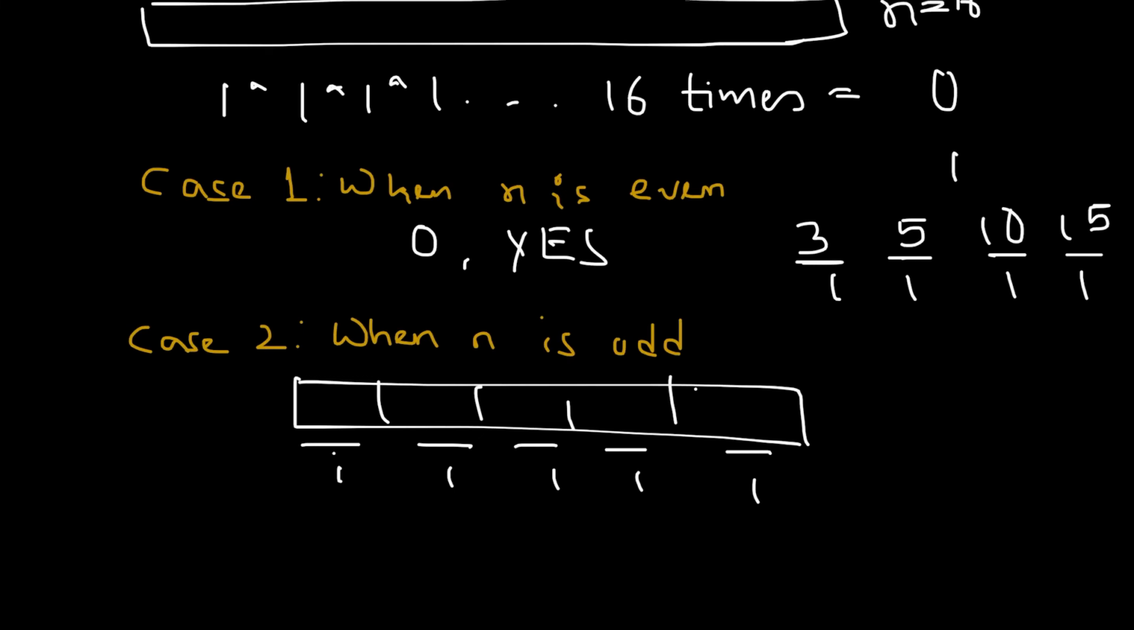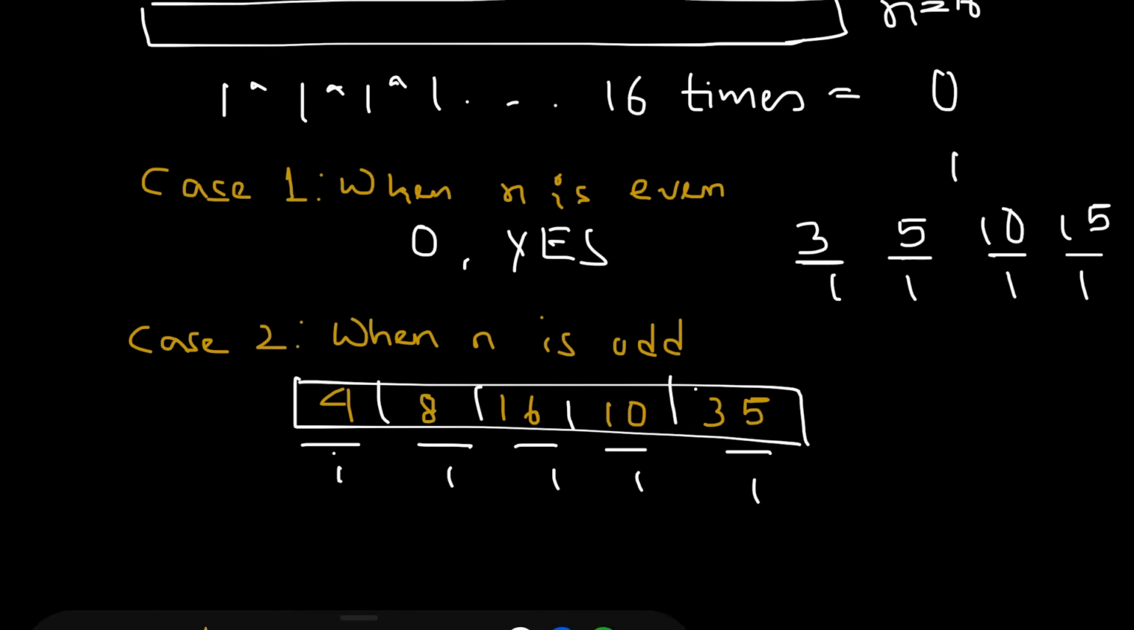So we have to think of something better. Now, how can we think of something better? For this, I will quickly fill up the values so that we can think about it in a better way. Let's say the values are 4, 8, 16, 10, 35, right? Now, what can we do here?